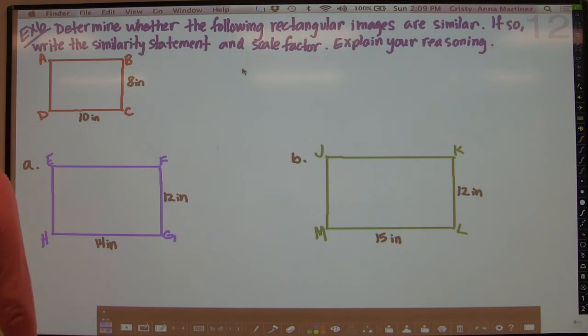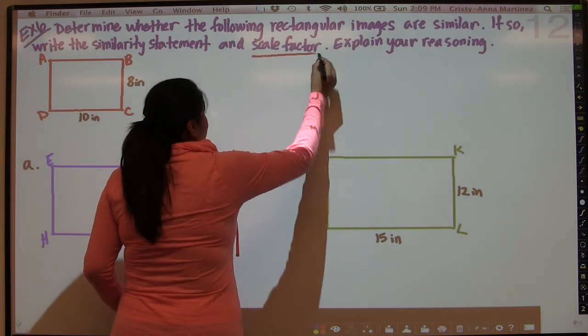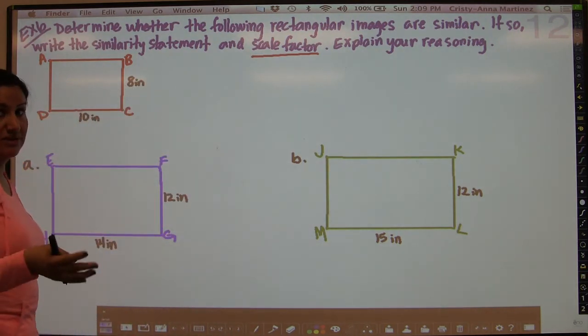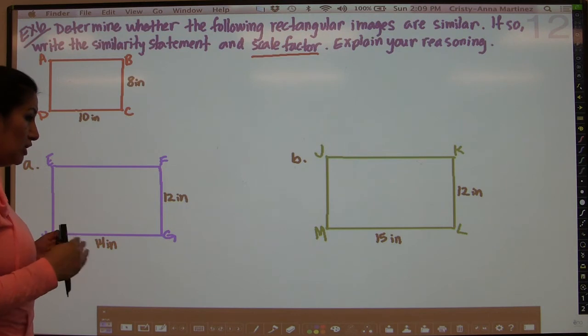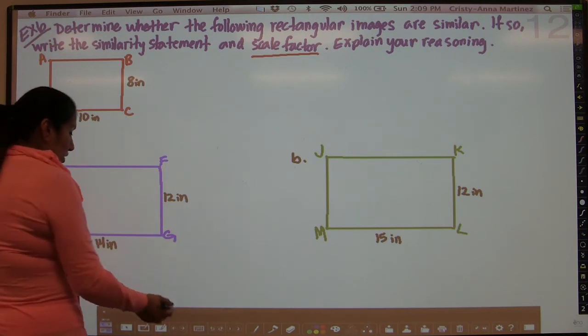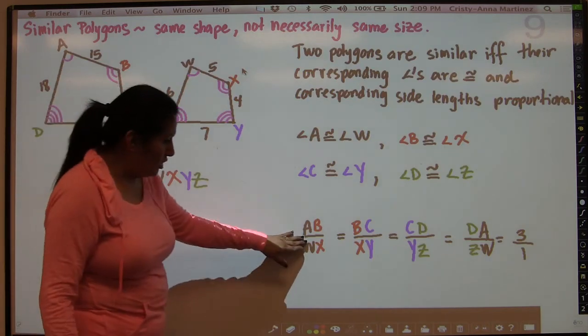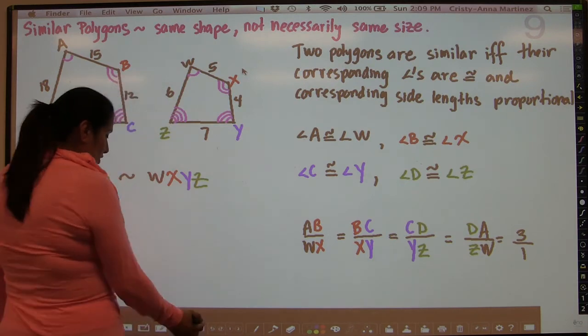All right, so example 6. In example 6, we have something that they're asking us to find here. It is called a scale factor. A scale factor is basically the proportion of the sides. Earlier, in the first example, we saw that the ratio or the proportion was 3 to 1. And that happened here. We did the ratio of the proportion, and it was 3 to 1. That's basically what we call a scale factor.